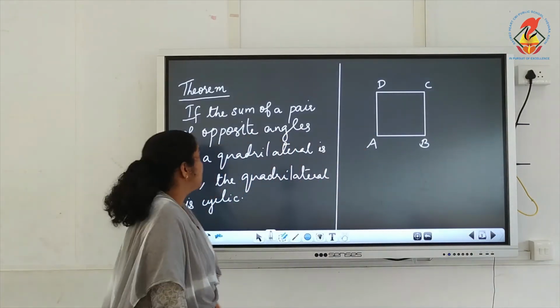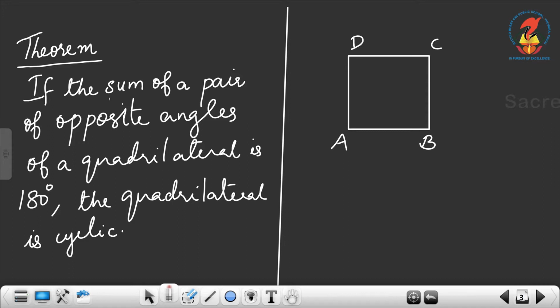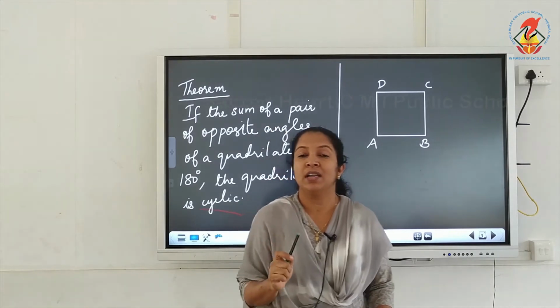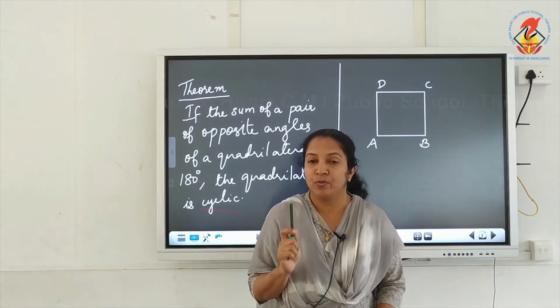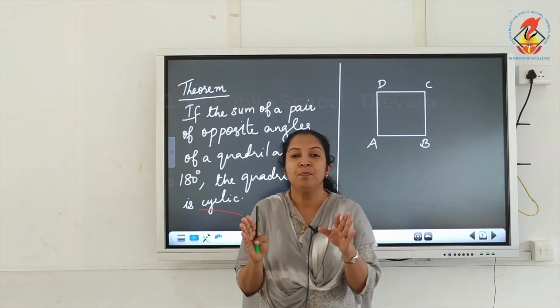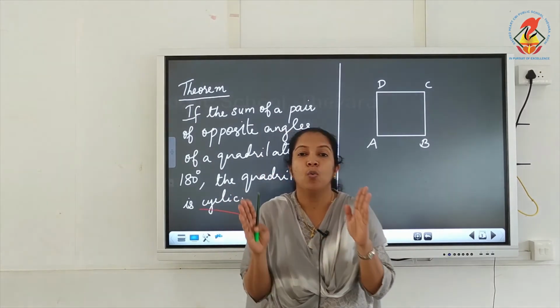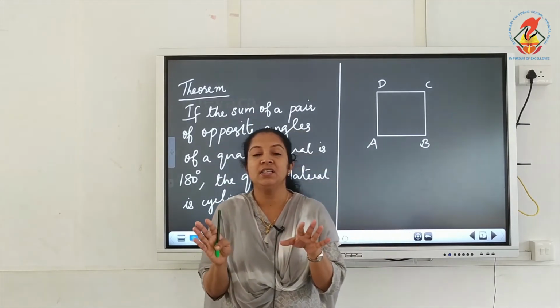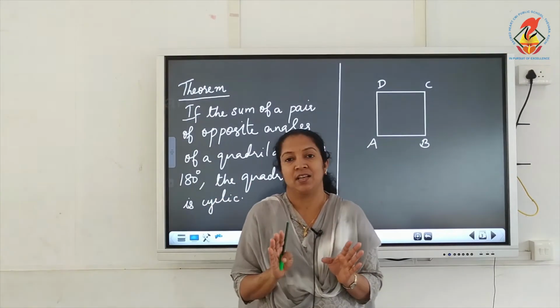Next theorem: if the sum of a pair of opposite angles of a quadrilateral is 180, then the quadrilateral is cyclic. This is the property which we use to prove a quadrilateral is a cyclic quadrilateral. What we have to prove is that the sum of one pair of opposite angles is 180 degrees. If at least one pair is 180, we can say it is cyclic.